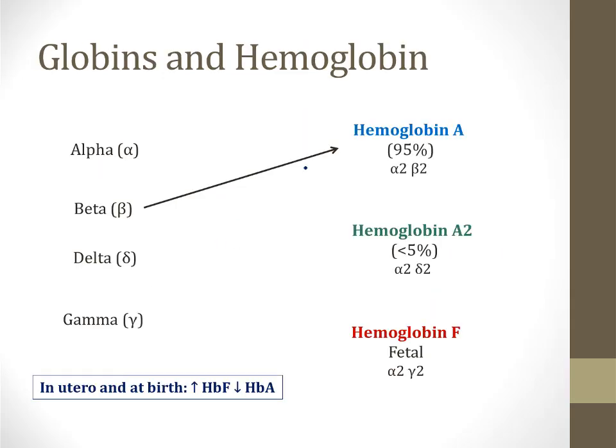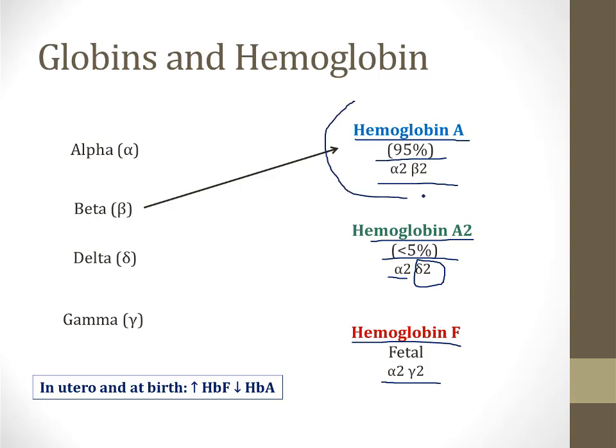By way of review, there are 3 types of normally occurring hemoglobin. Hemoglobin A is the most common type in the adults. It's 95% of our hemoglobin. It's made up of 2 alpha and 2 beta chains. Hemoglobin A2 is the less common adult type of hemoglobin. It's usually less than 5% of our hemoglobin. It also has 2 alpha chains, but it has 2 delta chains instead of beta chains. And then finally, fetal hemoglobin has 2 alpha chains and 2 gamma chains. So the beta chains are only found in hemoglobin A, and this is where all the problems are going to result in patients who have sickle cell anemia. In addition, be aware that when patients are in utero and at birth, they have lots of hemoglobin F around.